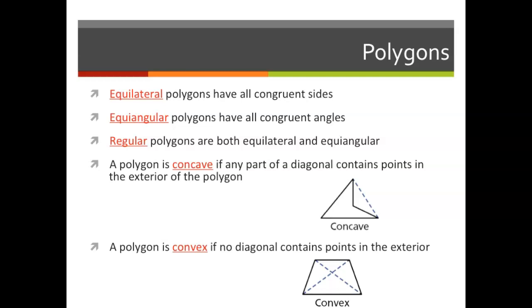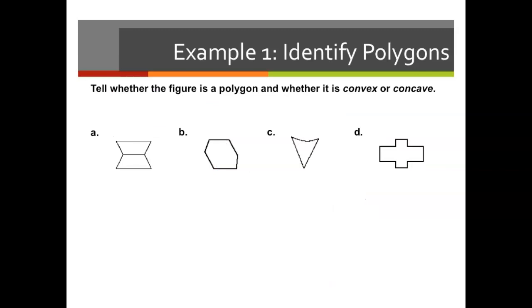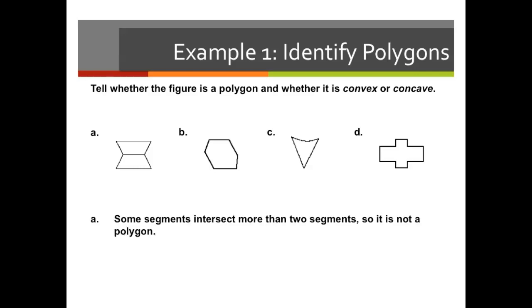Okay, take a look at example 1. We're going to tell whether the figure given is a polygon, and then whether it is convex or concave. So let's look at the first one, part A. So here we see that we have all line segments. However, some of the segments intersect more than just 2 segments. So if you look at that middle line segment, we can see that intersects 4 different segments. So we would say this is not a polygon.